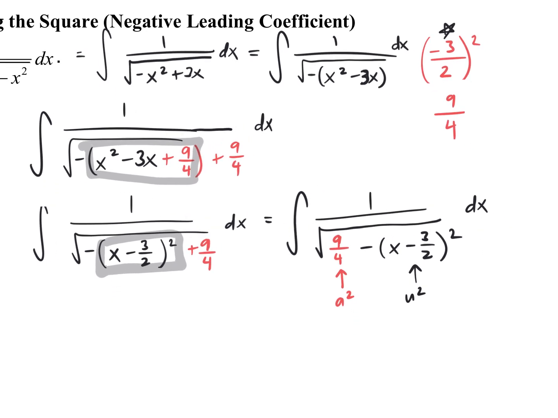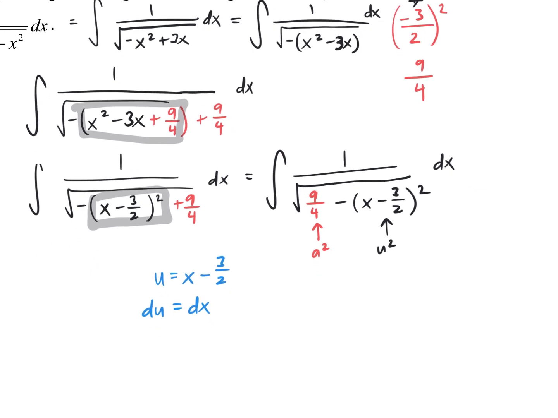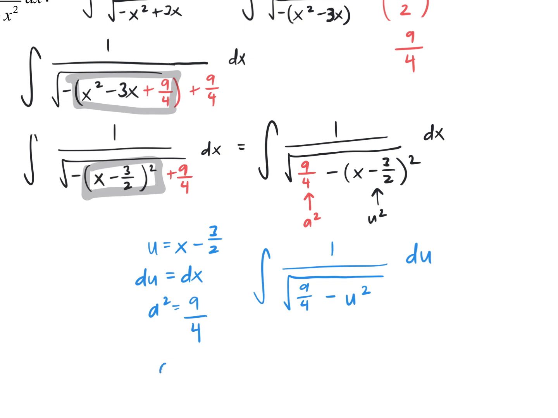Okay, so I can go ahead and do my u substitution now. So u is equal to x minus 3/2, which means my derivative is just dx. So when I take the integral, I've got 9/4 minus u squared du. Now, if my a squared is equal to 9/4, what is my a value going to equal? 3/2.